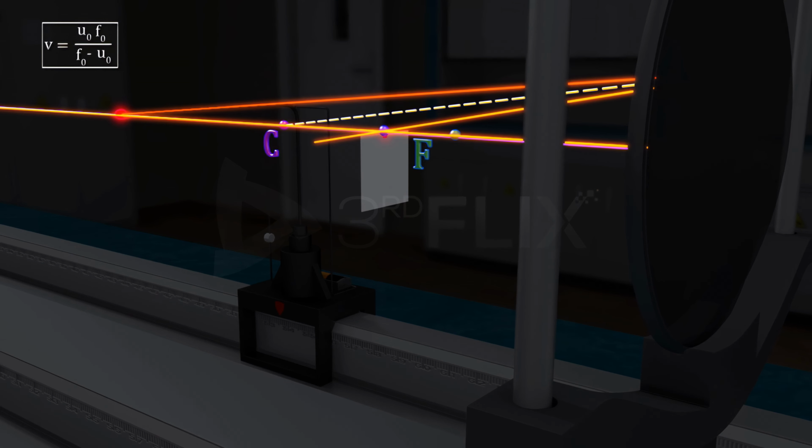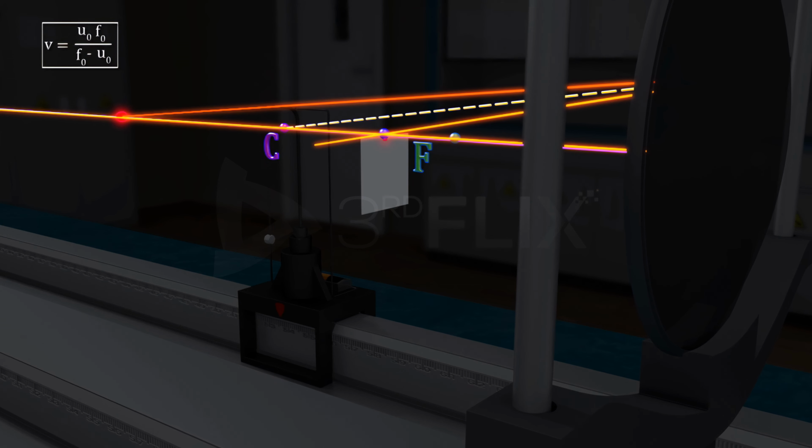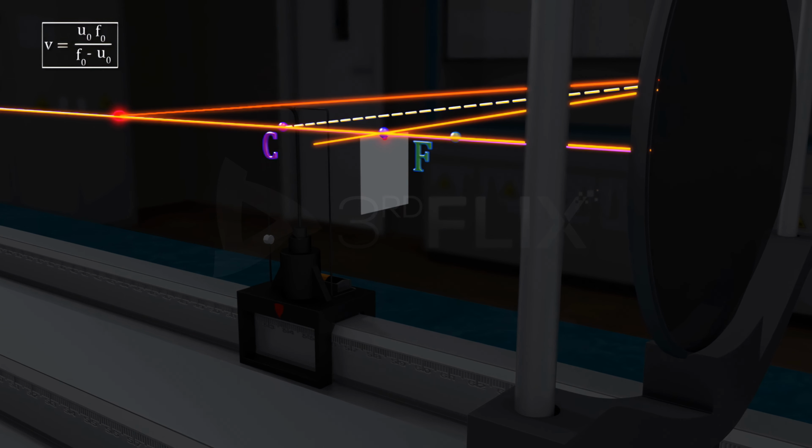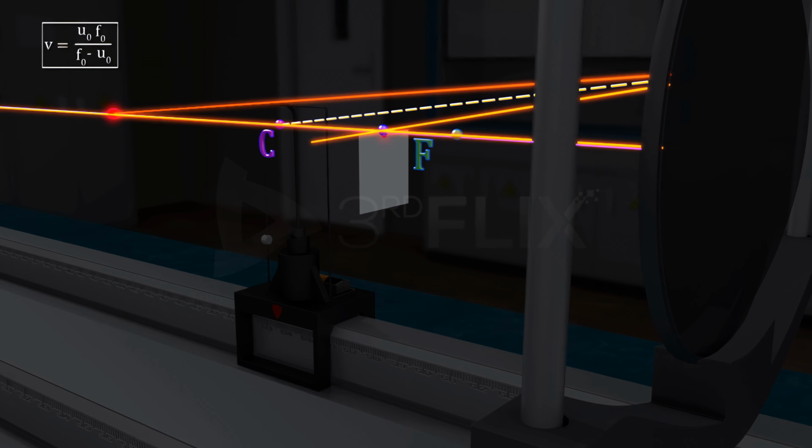Hence, a real image is formed between C and F if the object is kept at a finite distance between minus infinity and C.